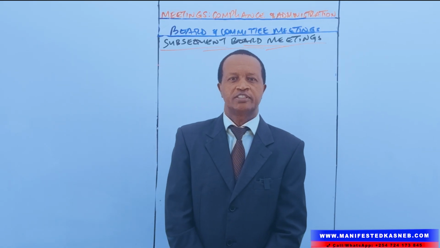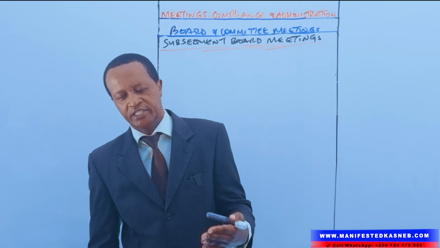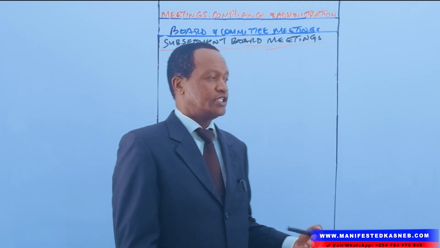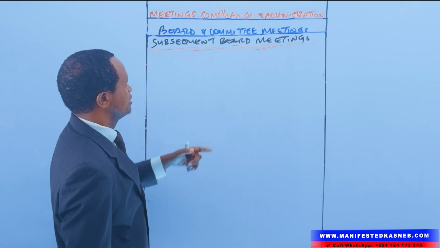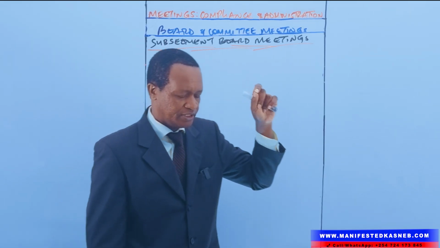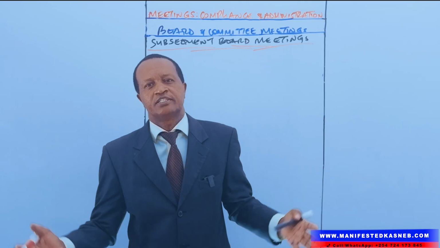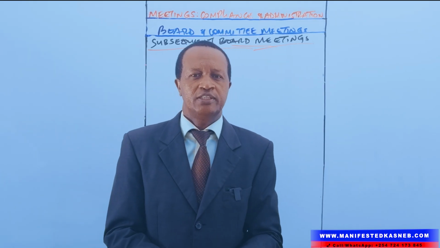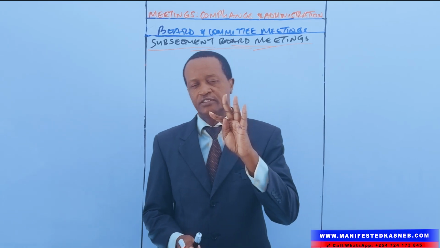Today we are going to study the subsequent board meetings. Having studied the first board meeting in our last session, the topic is board and committee meetings. The subject is meetings, compliance and administration, and the course is certified secretaries. So in this lesson, we're going to focus on 5 things.